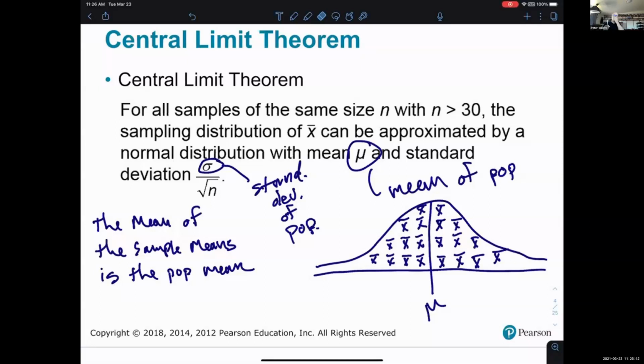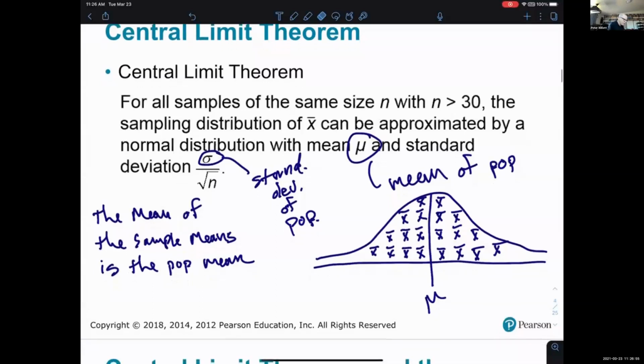But the standard deviation of the population, individual values, is not the same as the standard deviation for samples from the population. And so this formula tells us how the two are related. What it says is that the distribution from means of samples, the sampling distribution for X bar, has a standard deviation which is the same as the population standard deviation if you just divide by the square root of the sample size.